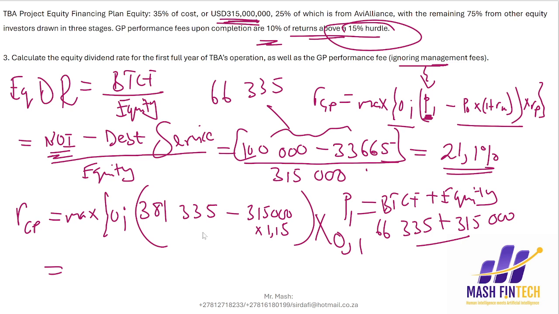Our answer is going to be equal to 1,908,500. That's the answer you should get. Put these numbers in your calculator, and you should get this answer. All right, so that's how you get this.